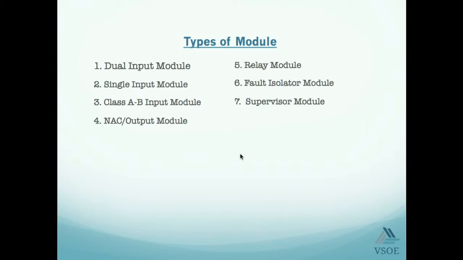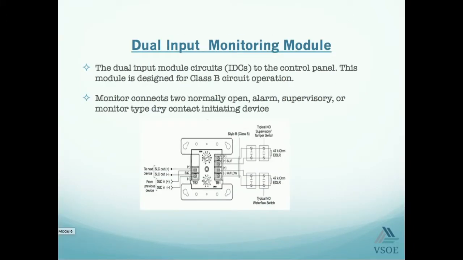Now let us explain the different types of module. Module may come in the form of dual input module, single input module, class A, B input module, notification output module, relay module, fault isolator module, supervisory module. First, let us speak on the dual input module or the monitoring module.